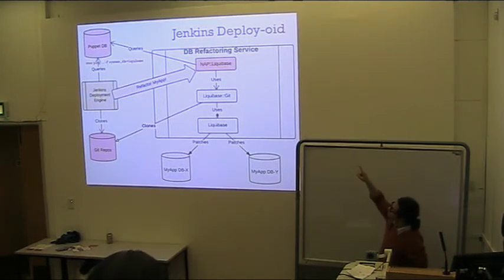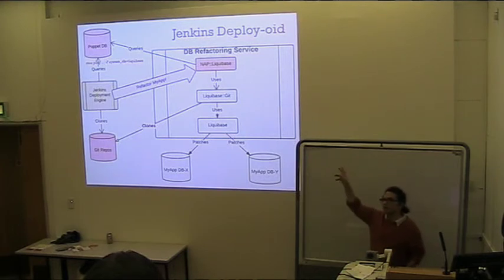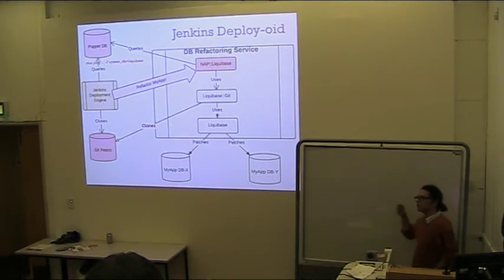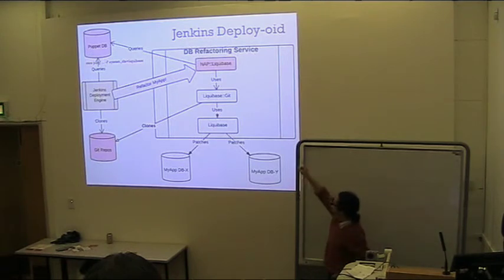Liquibase then calls PuppetDB to find out the other parameters like the Git repo, the branch or commit, whatever it is that it should be using, and it will calculate its way down as I showed you.